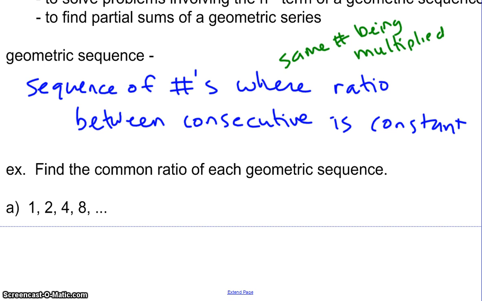If we look at this first example here, it goes from 1 to 2. How do we get from 1 to 2? We are multiplying by 2. We are multiplying by 2 each time, so it is consistent throughout, therefore the common ratio is 2.